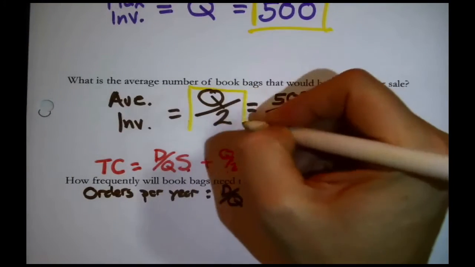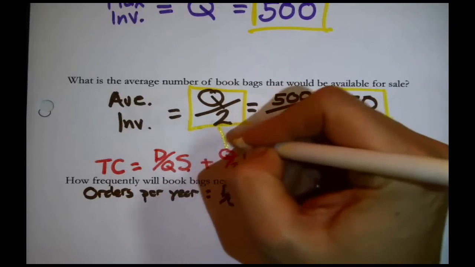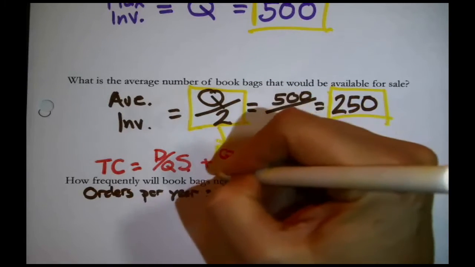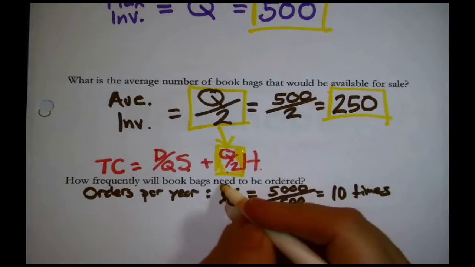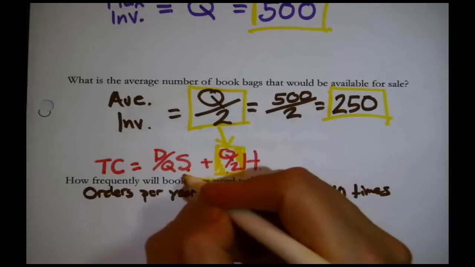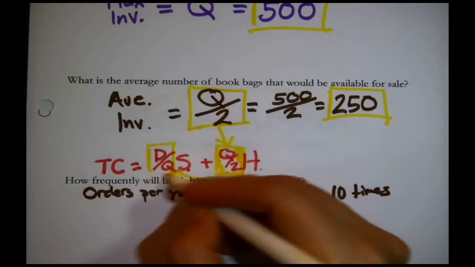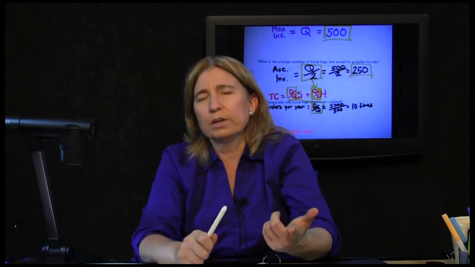See this Q divided by 2? Average inventory? That's that right there. It's embedded in the total cost formula. That's where you've seen it before. And then see this D divided by Q here? It's not a coincidence. Oh yeah, if we think about it, that makes sense. You want to calculate the total annual ordering cost. Well, that would be the number of times you ordered a year times the cost per order, which is S. Oh, okay.